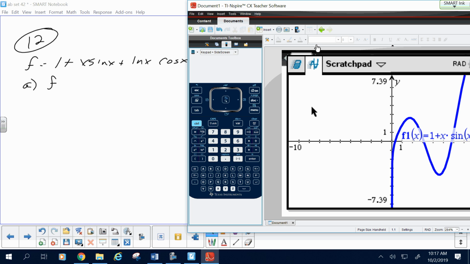What's the issue on 12? The graph, how to get it in the calculator? Is that what the issue is?